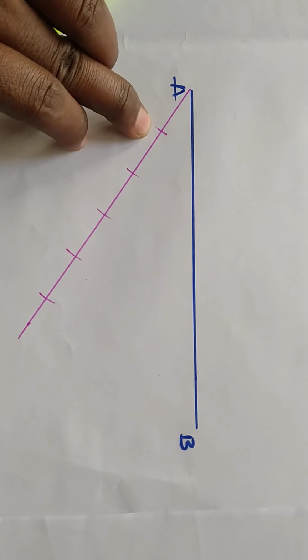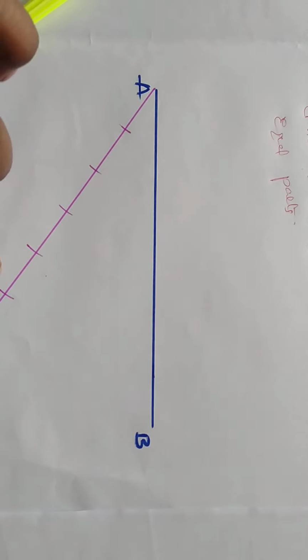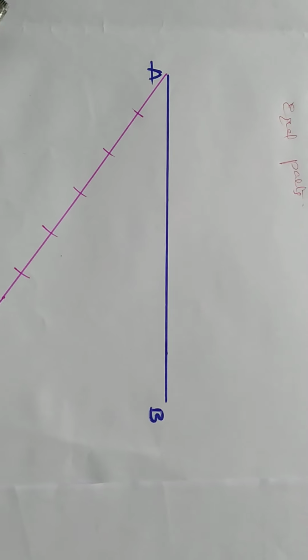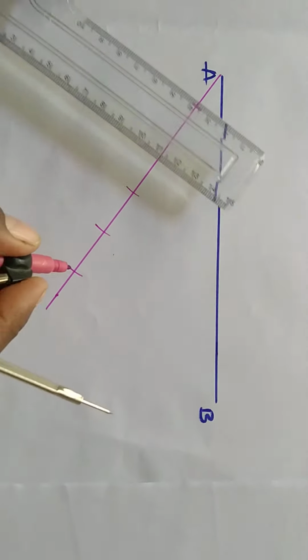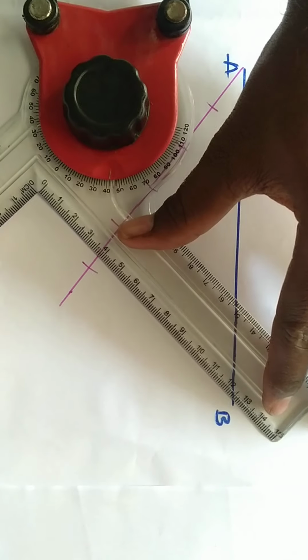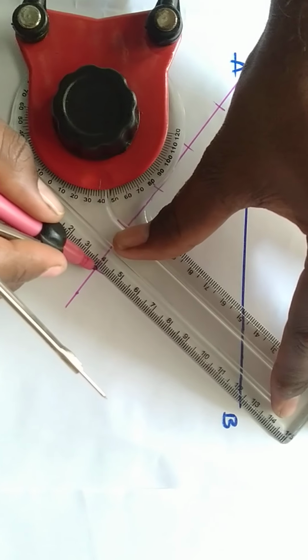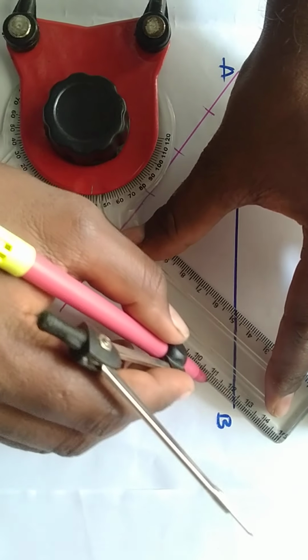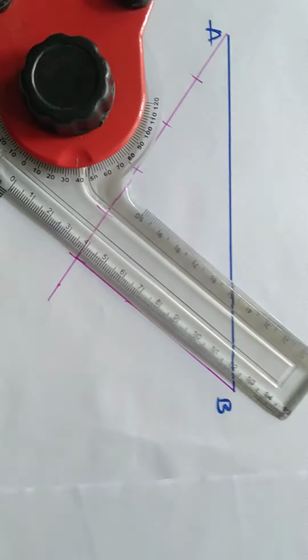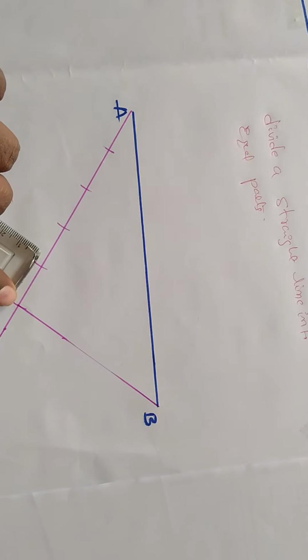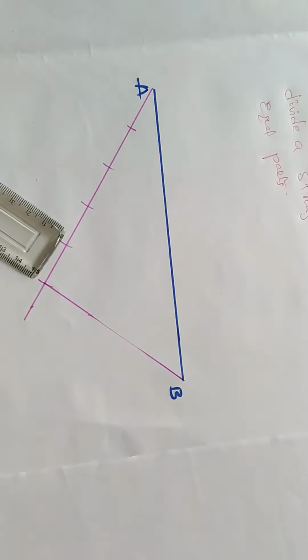I will make 5 arcs. Okay, 5 arcs on this line, at the ending of this line. Okay, from the end point, join this AB end point and this arc end point. Join this end point to this AB line end point.